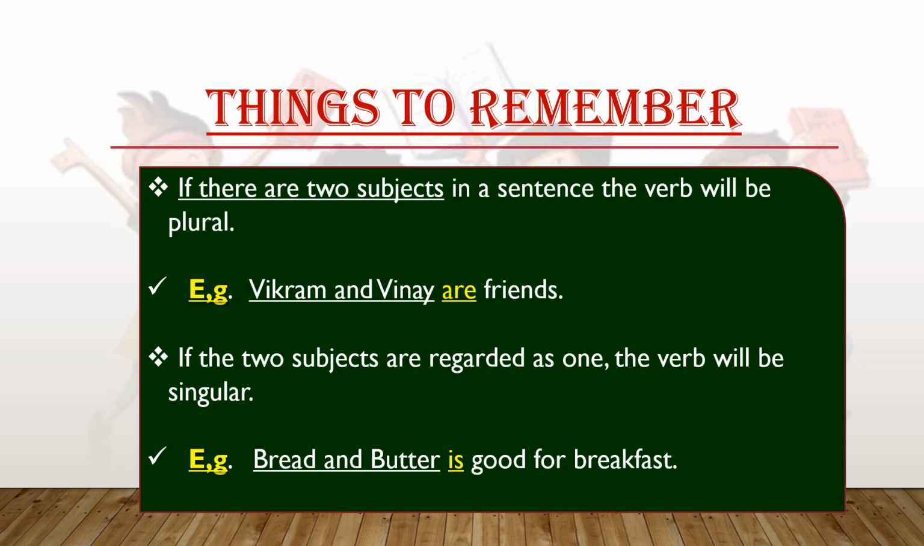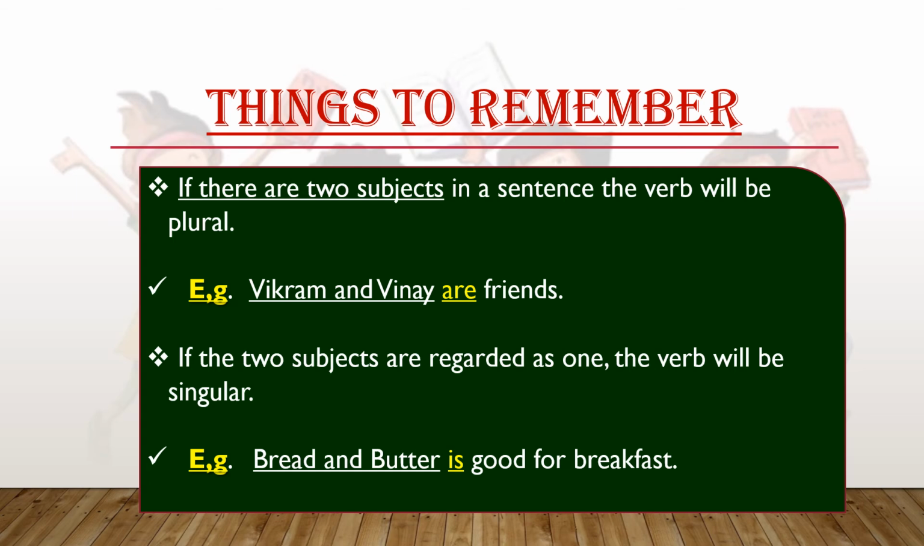So here we are talking about two boys, Vikram and Vinay. So the subject over here is plural. And with the plural subject, we have a plural verb, are, over here. But remember, if the two subjects given in your sentence are regarded as one, then that subject is not a plural subject. Then the subject is a singular subject. And with a singular subject, we use a singular verb.